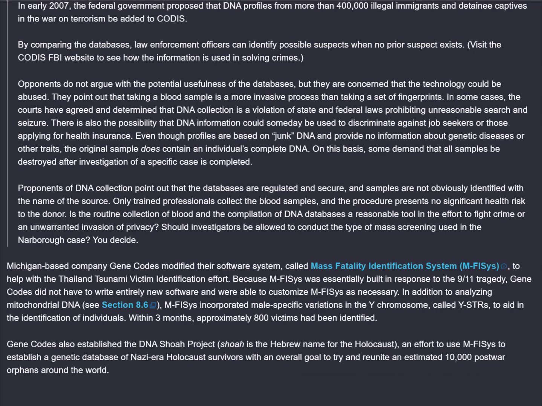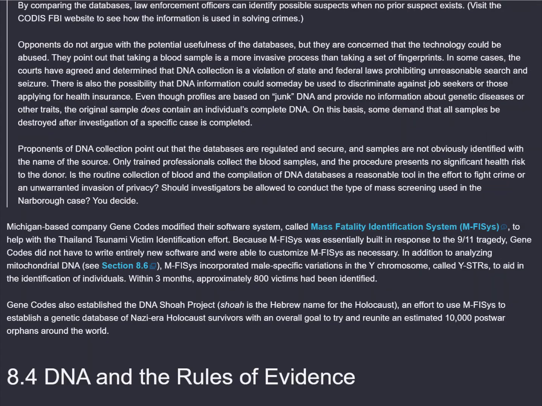In early 2007, the federal government proposed that DNA profiles from more than 400,000 illegal immigrants and detainee captives in the war on terrorism be added to CODIS. By comparing the databases, law enforcement officers can identify possible suspects when no prior suspect exists. Visit the CODIS FBI website to see how the information is used in solving crimes.